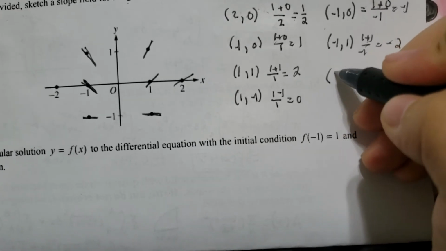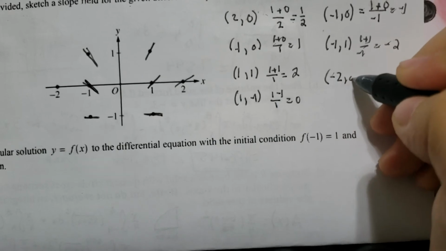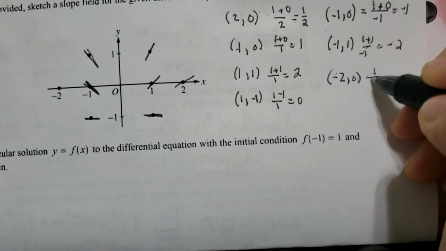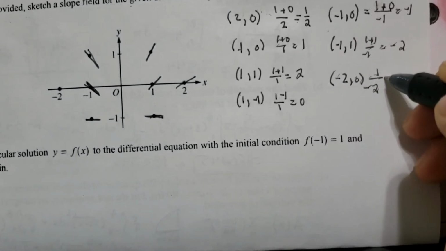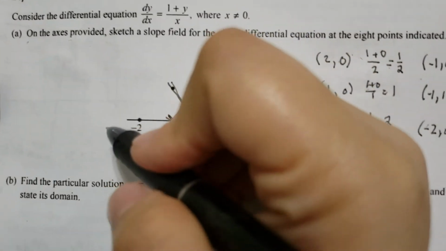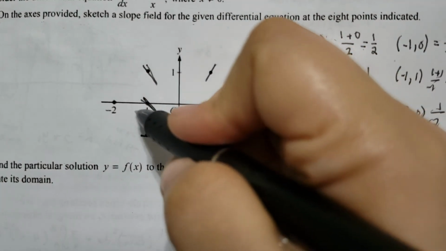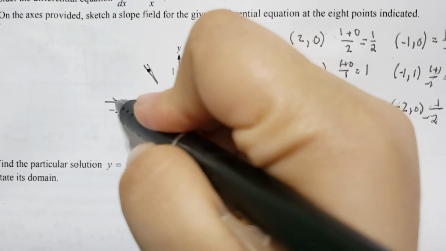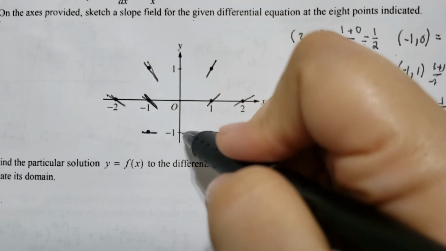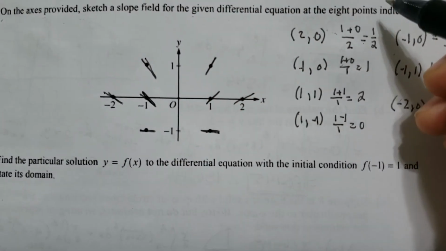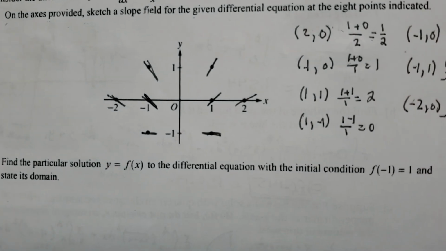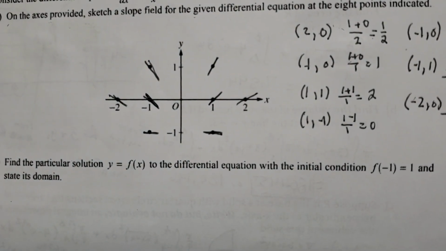And the last one is x is -2, y is 0. You get 1 over -2, which from here, it looks like all the lines are actually going to this point right here, which is kind of funny. Okay. And so this is what it looks like in general, the sketch of the slope field.